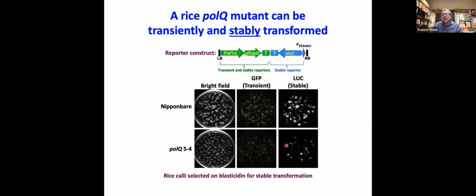We were really surprised when we started assaying his rice DNA repair mutants, and we saw that in the DNA polymerase theta mutant, DNA polymerase theta is also called polyQ, we saw T-DNA integration. Not as good as wild type, but we saw pretty good T-DNA integration.